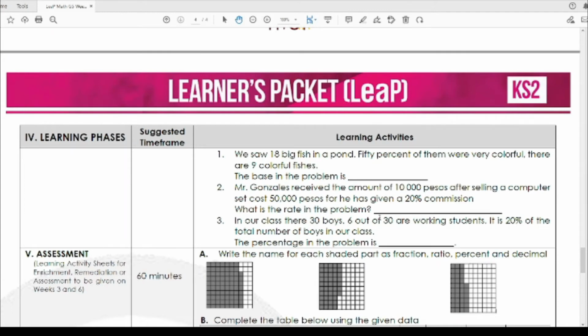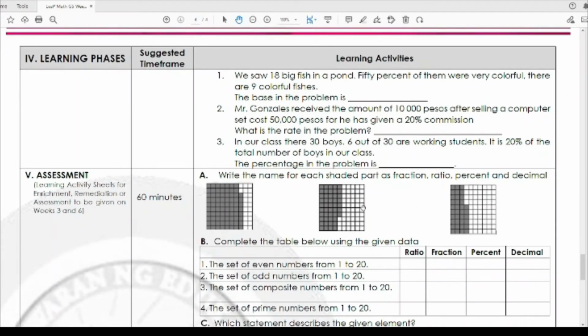In our class, there are 30 boys. 6 out of 30 are working students. So, meron tayong 6 students from 30 who are working students. 20% of the total number of boys in our class. So the percentage in the problem is blank.